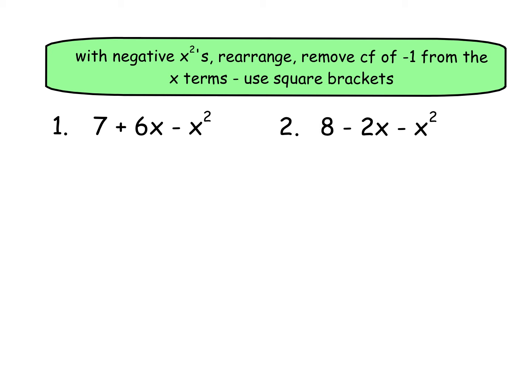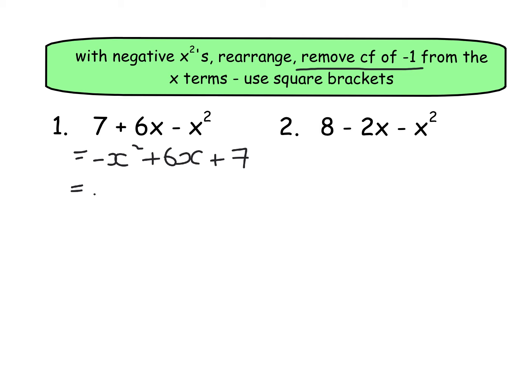So the method is here in green. We can't complete the square unless it's in the normal format with the x squared first. So first I'm going to rearrange these so that you've got the negative x squared at the front. Then we remove a common factor of -1 from only the x terms. Some teachers will tell you to take the common factor out of all the terms, and that's perfectly okay. I only take it out of the x terms because I want to avoid fractions as far as possible.